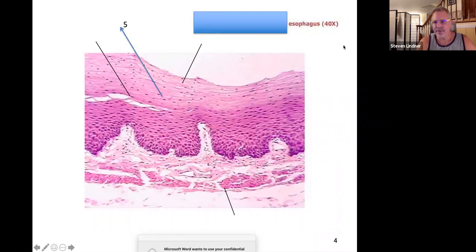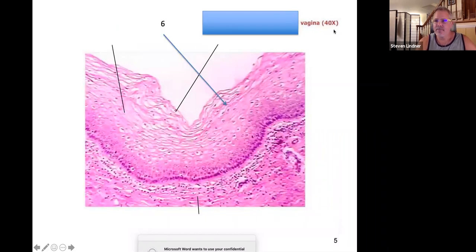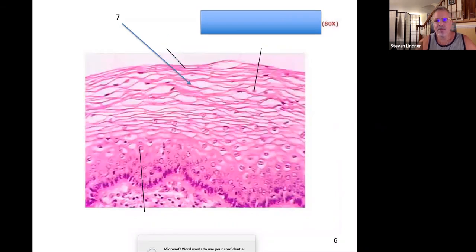Name the epithelium. Threw a little hint here, up here, I even left esophagus. So if you want to think of what's happening there biomechanically, it needs protection. So we know it's epithelium. You got multiple layers here where number 5 is. Stratified squamous epithelium. Vaginal area. What type of epithelium? Again, multiple layers, flat, stratified squamous epithelium. What about here? Close-up view. Stratified squamous epithelium.